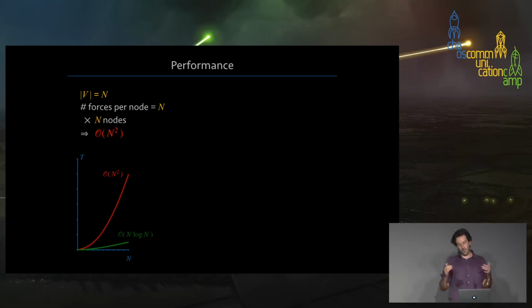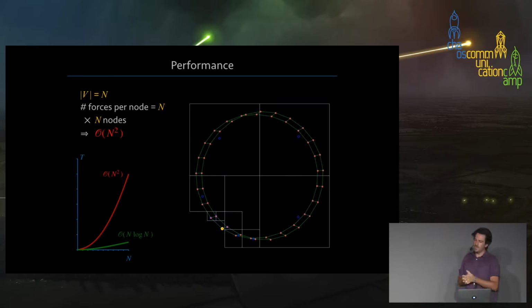We would prefer to have a more mild scaling, like this green curve, where we can increase the size of the graph, but not increase the time it takes so vastly. And luckily, there are ways to do that. This can happen by basically not computing the force from all the other nodes that the graph has, but rather making an approximation for it. So we do this by partitioning the space in squares.